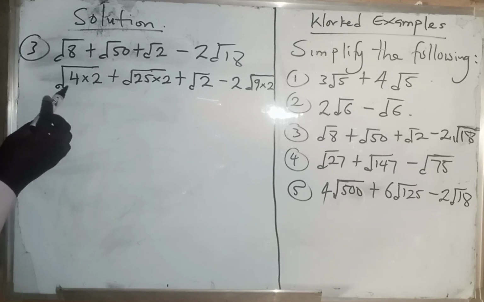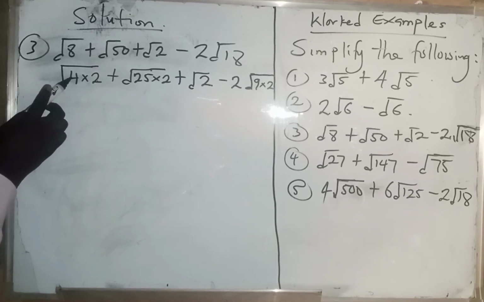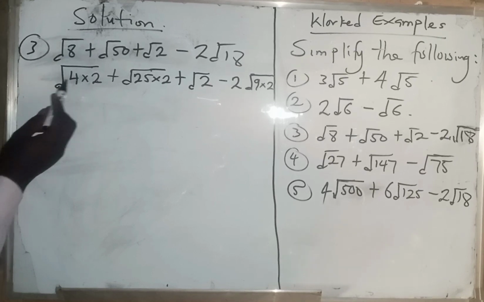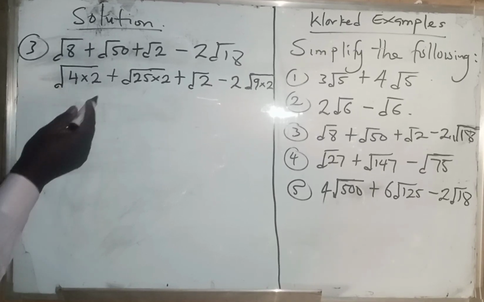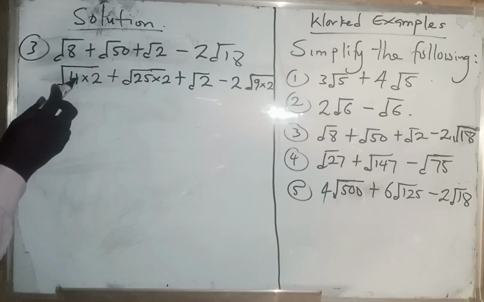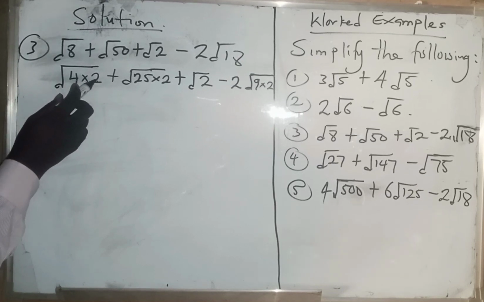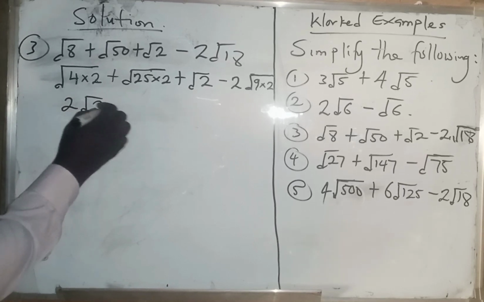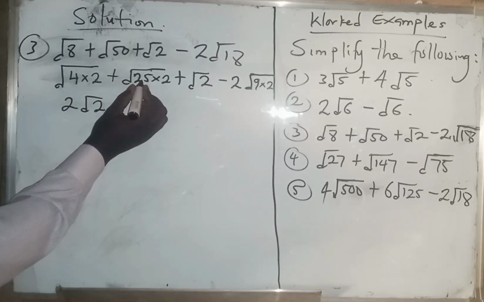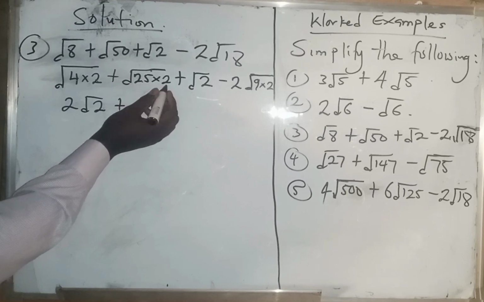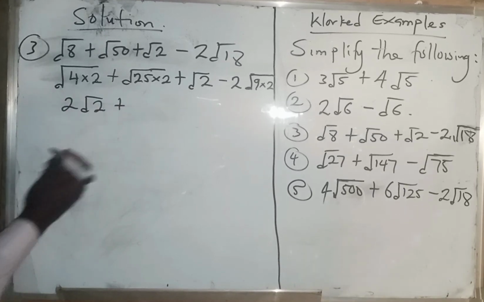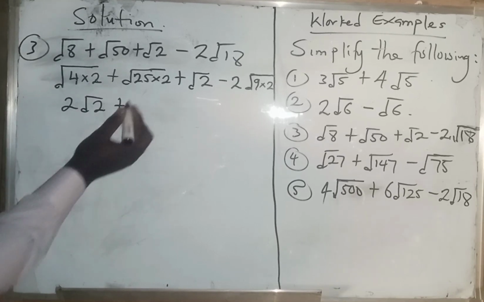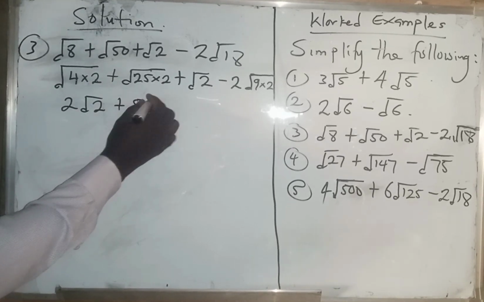After this, we can now simplify this. Another way you can write this is root 4 times root 2. And root 4 will give us 2. And then we have root 2. So the answer here will be 2 root 2 plus this is root 25 times root 2. I don't want to repeat writing it. And root 25 will give us 5 and root 2. So 5 root 2.